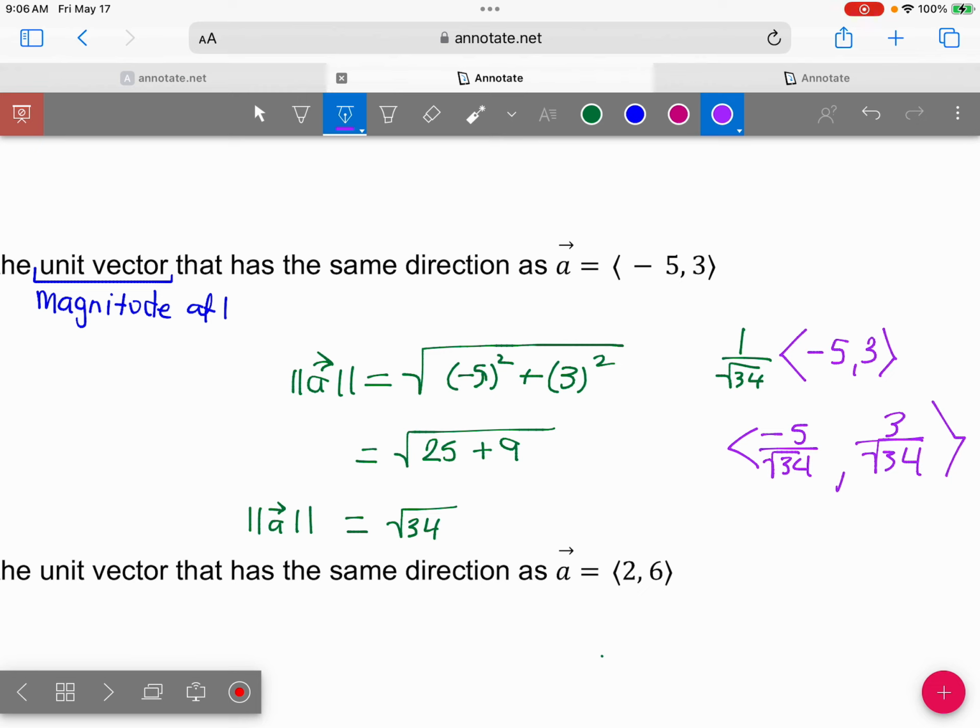This is not pretty. That is the ugliest thing ever. So on this one, we can either switch it to decimals or you can rationalize it. Rationalizing these does not make them any better. It still looks awful. So I'm going to put these as decimals. So we're just going to take -5 and divide by the square root of 34. As a decimal, it gives us -0.86, rounding. And 3 divided by the square root of 34 gives us 0.51.